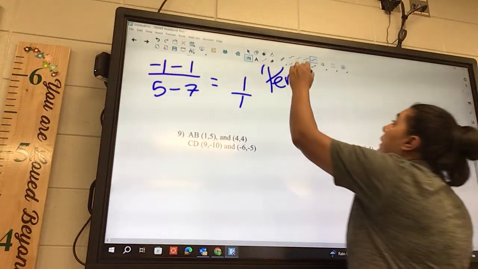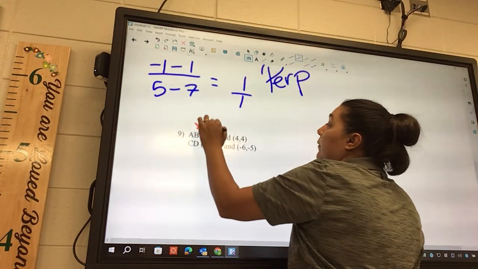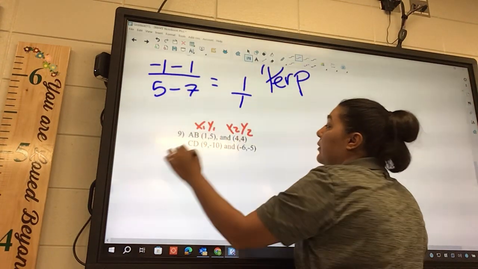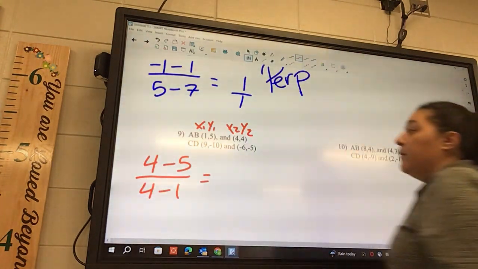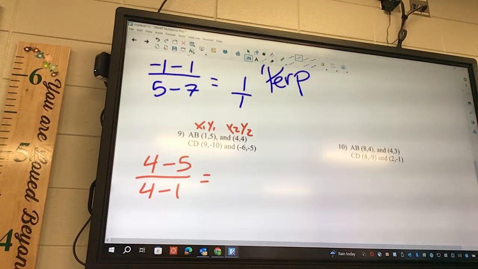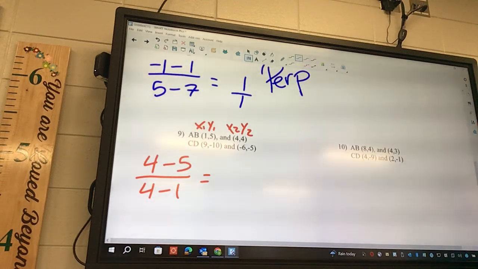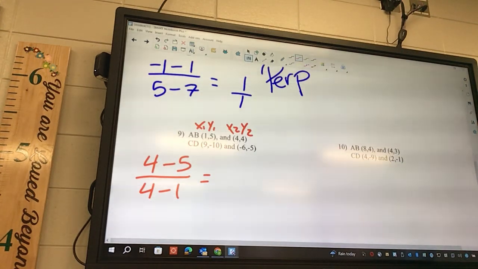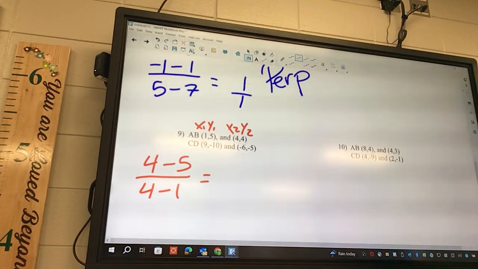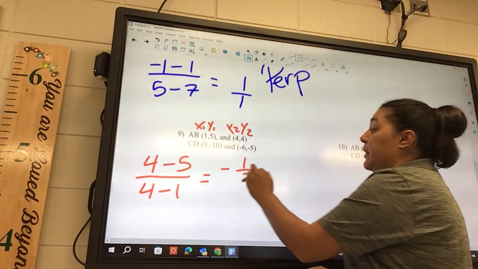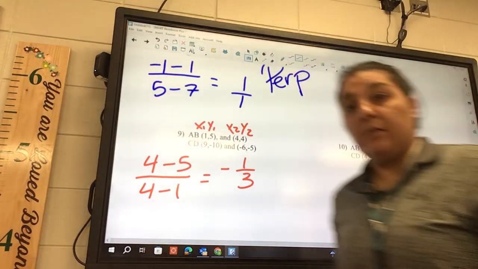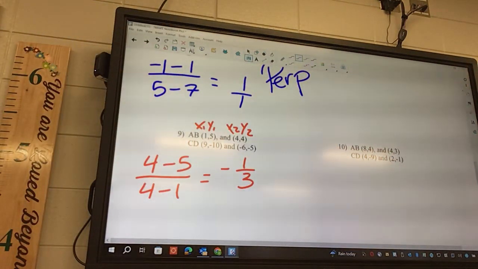Okay, and then number 9, I got x1, y1, x2, y2. So it's gonna look like 4 minus 5 over 4 minus 1. Oh, -1/3. 1/3? Negative or no? Negative. Negative 1/3. Somebody agree? Okay.